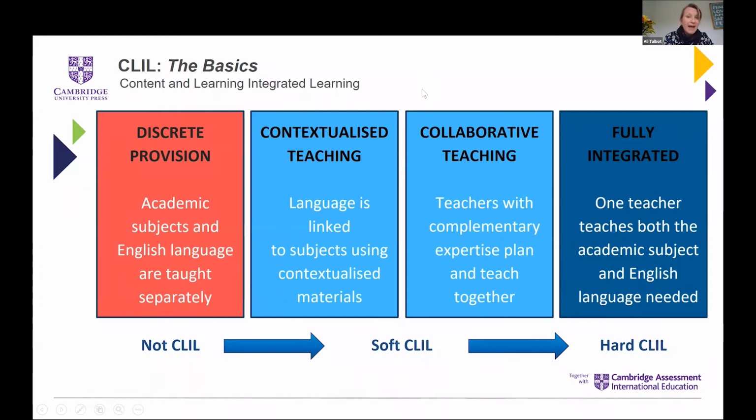Planning, by the way, is very powerful. You don't have to both be in the classroom together. That conversation beforehand can be really, really useful.